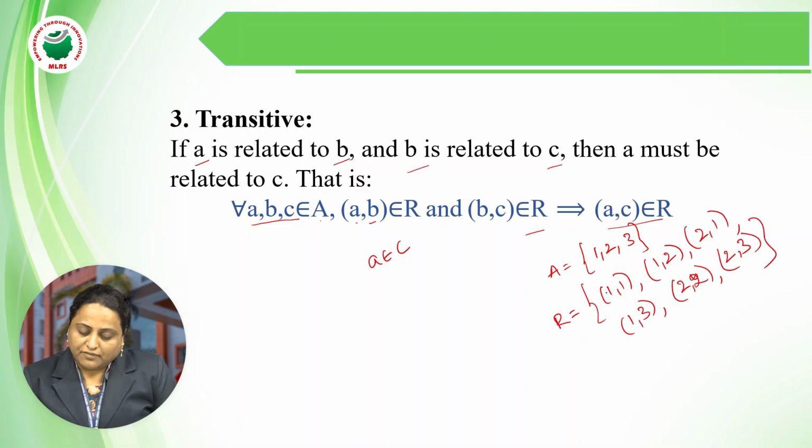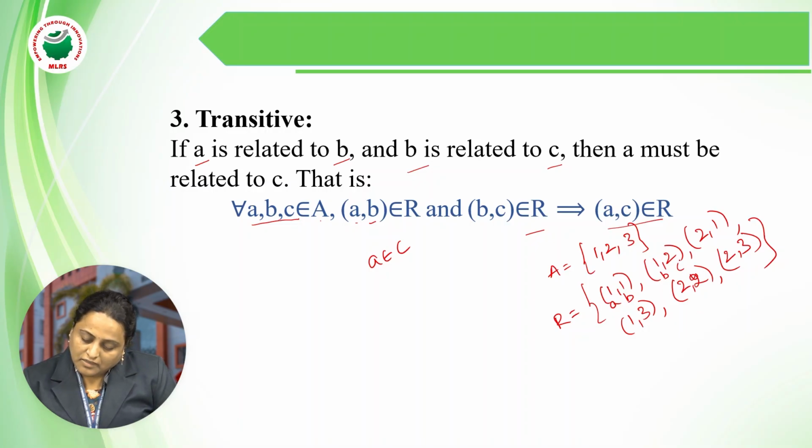Now see here, we are having (1,1). So this is A and this is B. (A,B) and this is (B,C). So (A,B), (B,C) is there. We should have (A,C) also. That is (1,2). So (1,2) is already existing.